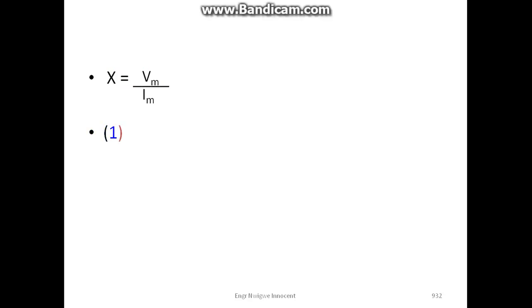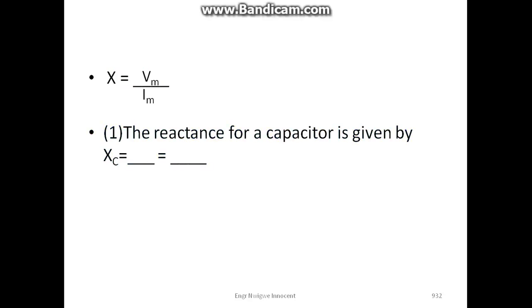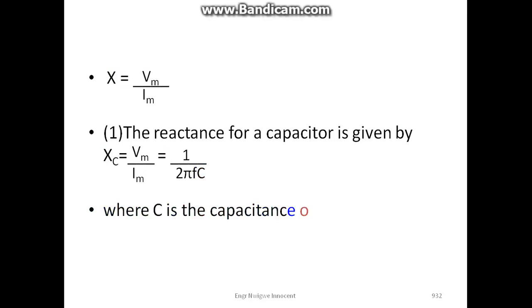1. The reactance for a capacitor is given by Xc equals Vm over Im, which equals 1 over 2πfC, where C is the capacitance of a capacitor.